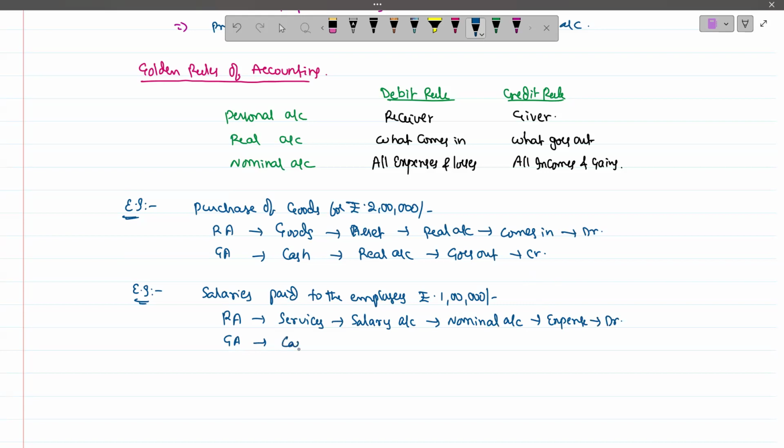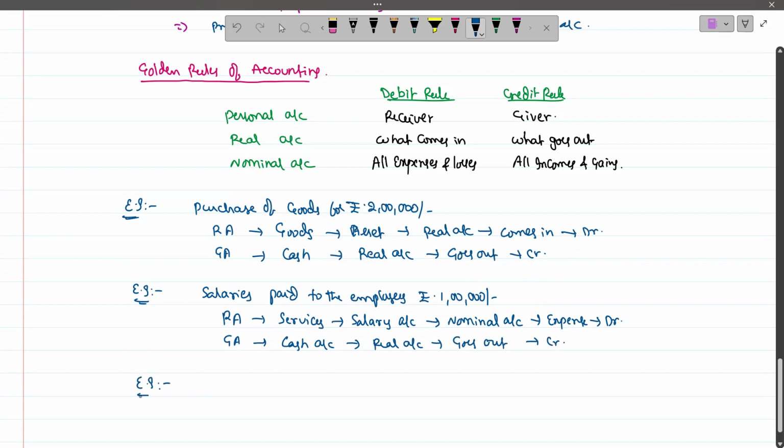And the giving aspect is nothing but we are paying what? Cash. Cash is a real account as it is tangible in nature. As per real account, what comes in is debited and what goes out is credited. Here cash goes out of the business, so that account is credited. Okay.